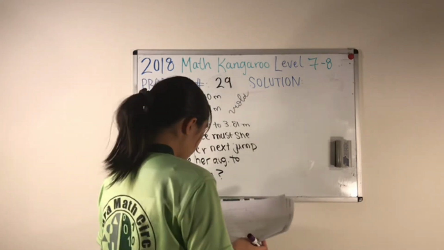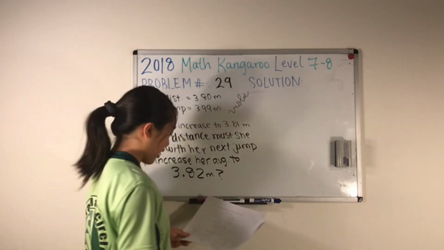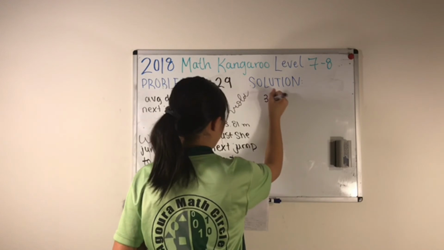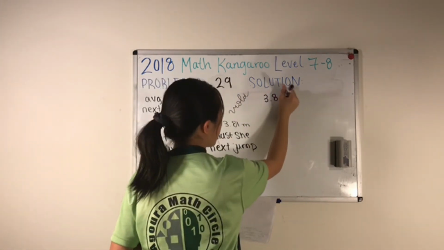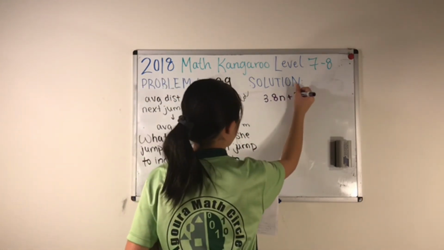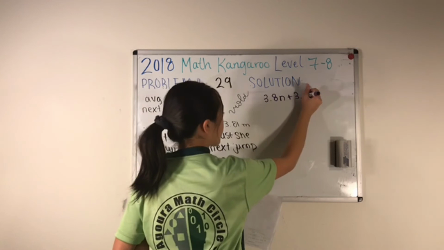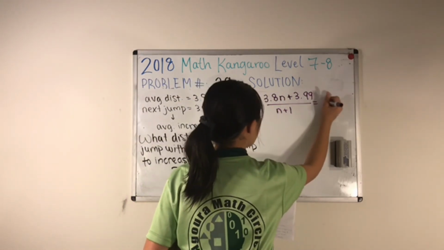So, let's first solve this by understanding. We do not know how many jumps she has done so far, but we know that 3.8 is the average so far times n. We'll pretend n is the number of jumps she's done so far, plus 3.99, the jump she just did, over n plus 1 is equal to 3.81.